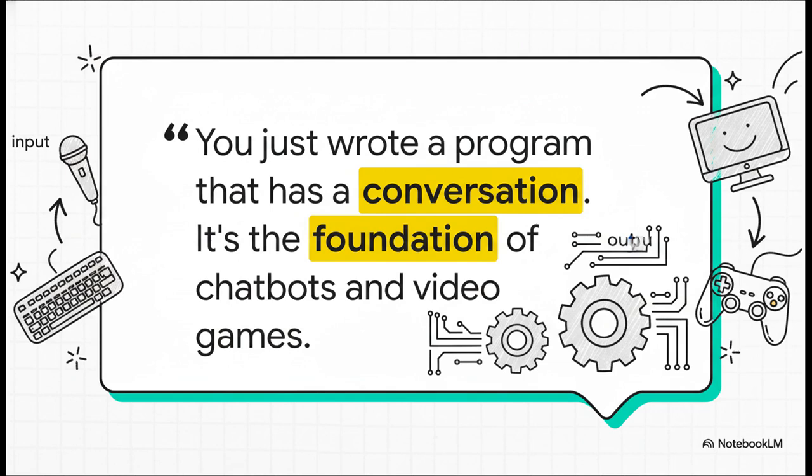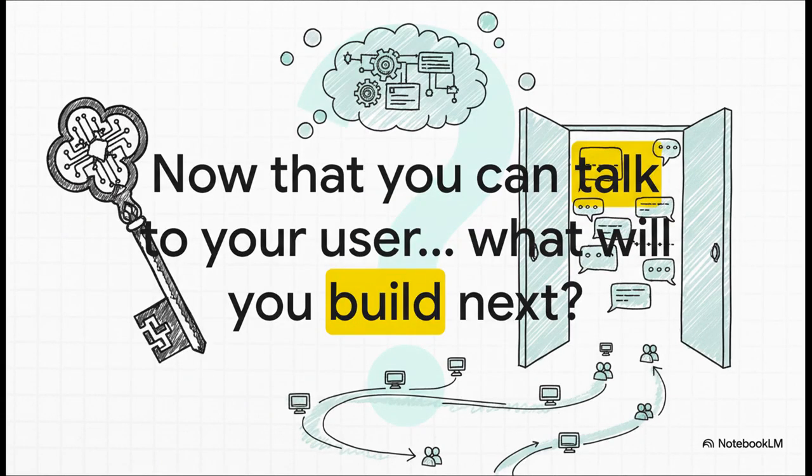What we've just done isn't just some small programming trick. This simple back and forth, getting input, processing it a little, and creating a new output, this is the fundamental building block for almost any interactive software you've ever used, from chatbots to video games. So that's the core of it. You now have the fundamental key to making programs that don't just run from top to bottom, but that actually interact with people. The door is now wide open. So the only question left is, what conversation are you going to start?